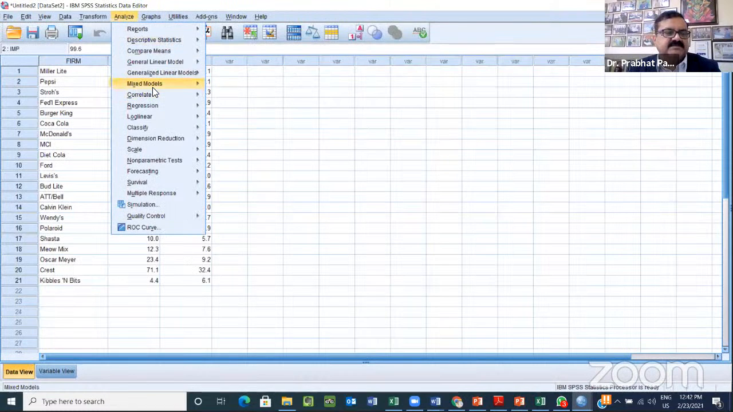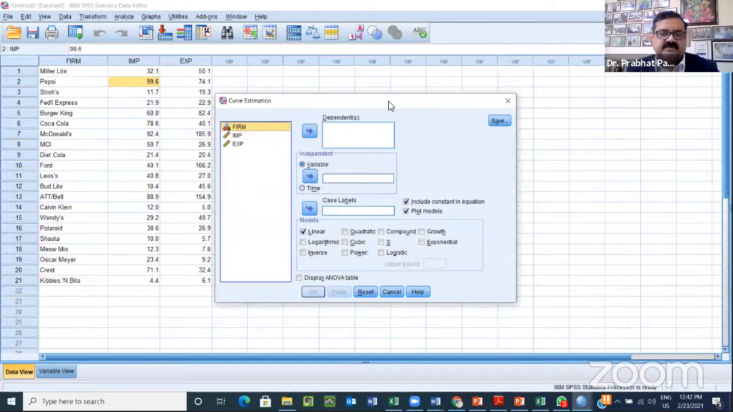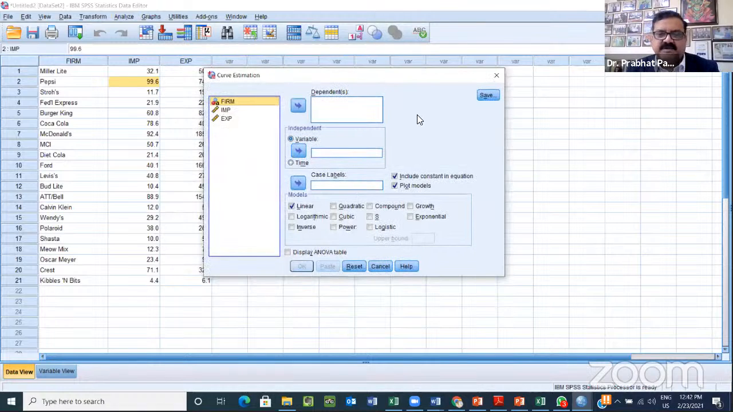So we go to Analyze, we go to Regression, and this time we are not going to calculate the regression straight away. We go to Curve Estimation. This will give you the parameters of regression as well as the curve, both. It's a beautiful window, which you can see, and the kind of result it will give you is very amazing.